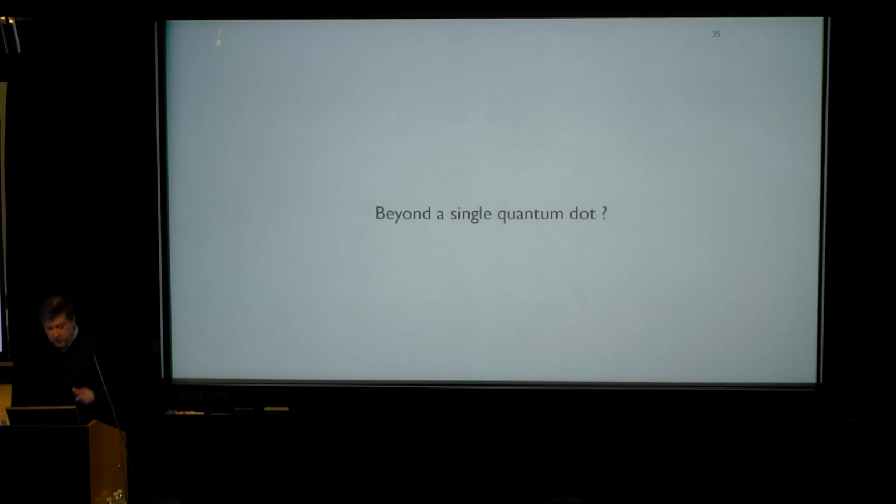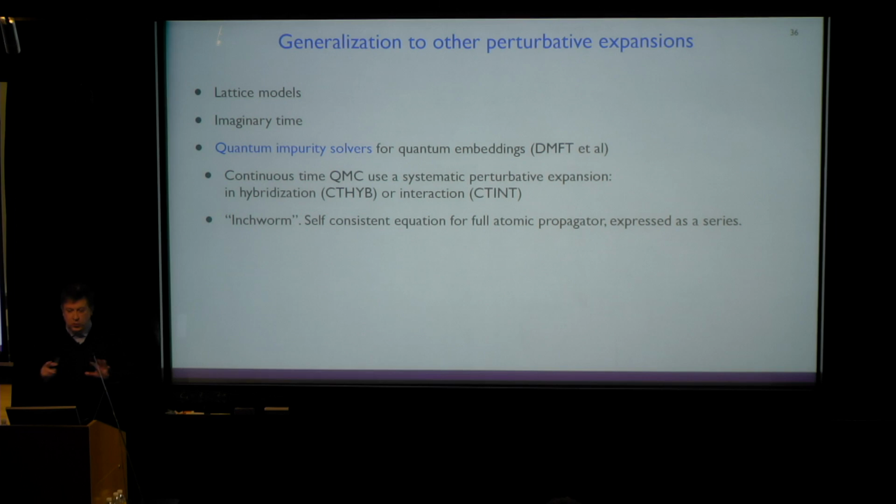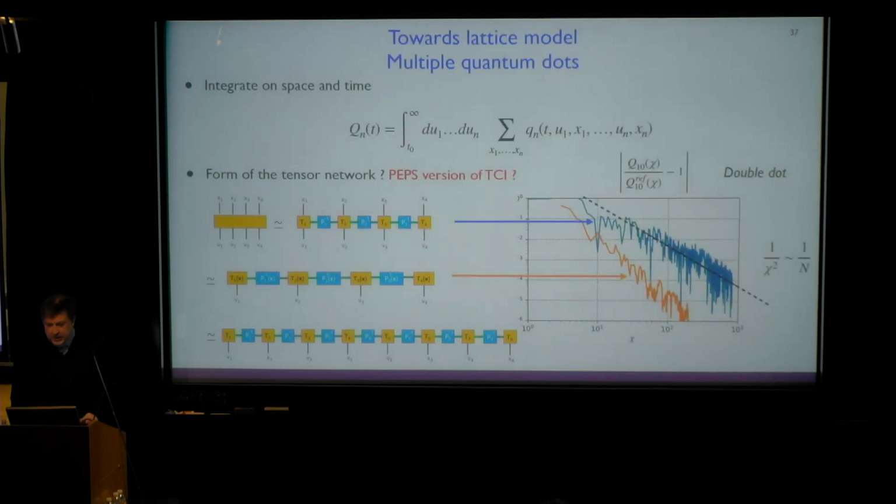But so now to answer your question, what we want to do here is, of course, to move away from this simple example. There are different kinds of problems we can look at. Lattice problems, we want to go from one dot to a lattice problem. Imaginary time, as I said, quantum impurity solvers are a natural target because continuous time Monte Carlo uses a lot of perturbative expansion to extremely high order. And there are more sophisticated versions of these. So one thing we did already is to do multiple quantum dots. So it's a start to do lattices.